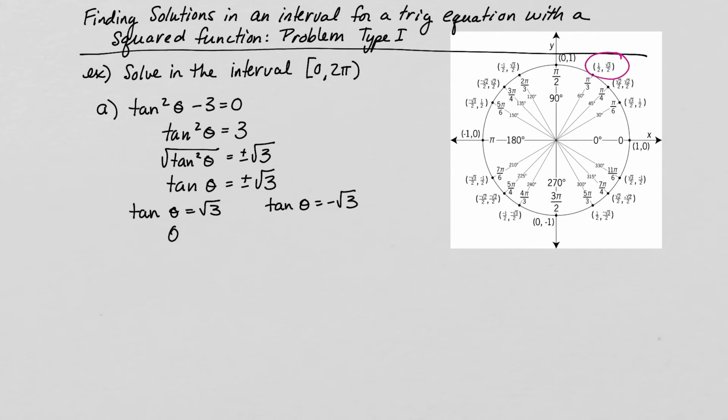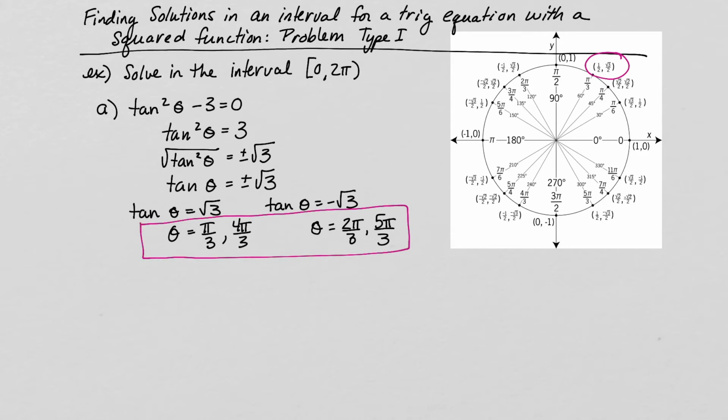So theta is going to be pi over 3. It's also going to be positive at 4 pi over 3. So it's going to be a positive square root of 3. And then tangent of theta is going to be a negative square root of 3 when theta is 2 pi over 3 and 5 pi over 3. So you get those 4 answers, and all 4 of them are correct answers. You have to put all 4 in.